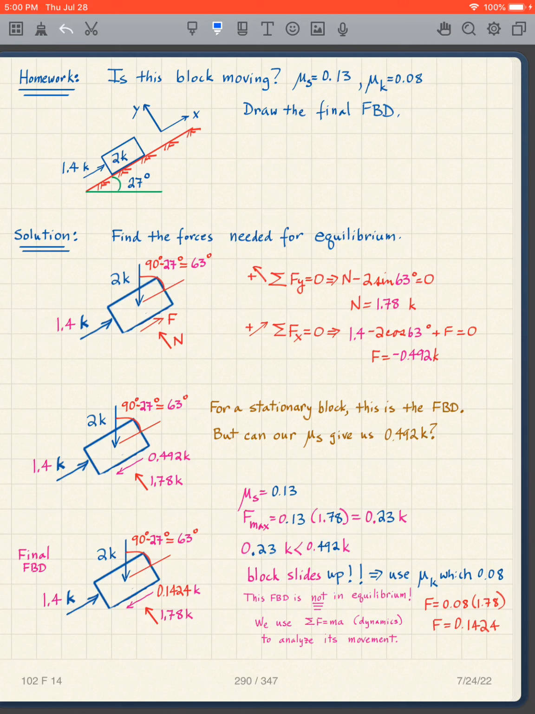So it goes upward, which means I now use mu k, and mu k is 0.08, so I take the 0.08 times the 1.78, which is 0.1424. That's what I'm going to get out of this. So the block is sliding up the ramp, and I have a frictional resistance of that much. Again, this free body diagram is not in equilibrium, and we use our sum of the forces is equal to the mass times acceleration dynamics.